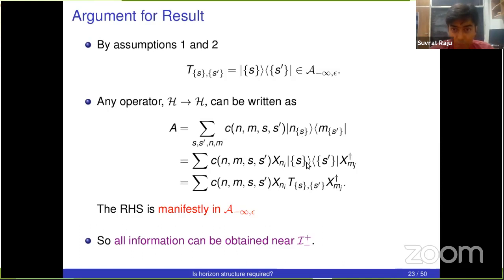By the first result I proved, you could generate this operator n by acting with an element of the little algebra on a particular soft vacuum. You could generate this state m by acting with another element of the little algebra on another soft vacuum. By the assumption I made previously, this object that appears in the middle, which is ket S bra S prime, also belongs to this little algebra. And since the algebra is closed under products and linear combinations, this right-hand side is manifestly in A minus infinity. And this is a formal argument that all the information can be obtained near the past boundary of future null infinity.